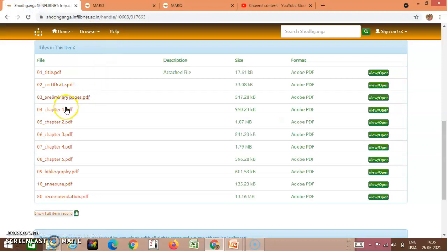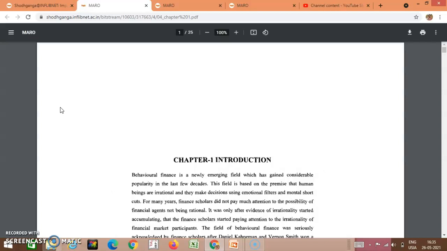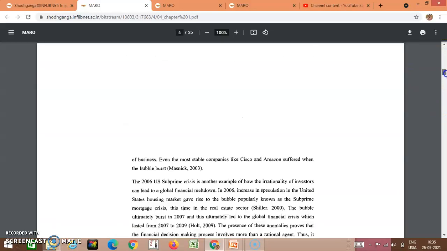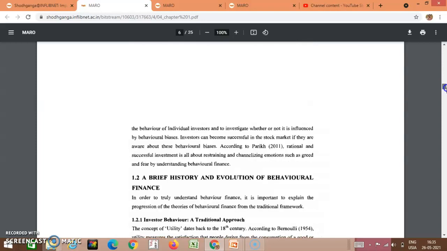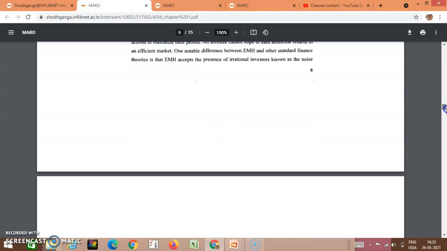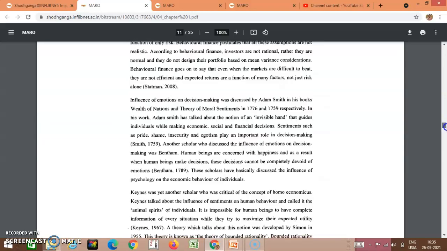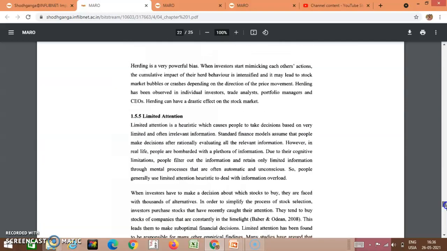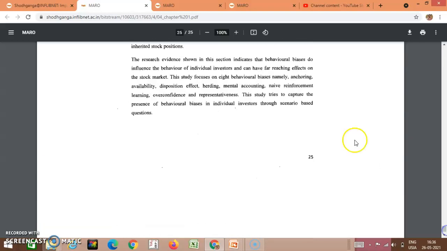Again, we'll go to chapter 1. After the preliminaries comes the main body. Chapter 1 is the introduction. Here we have the introduction page. He has written the basic concept of what he is planning, the definitions, and a brief history of the investor bias, and all those things have been written to give an introduction about the topic. So this is the introduction part.